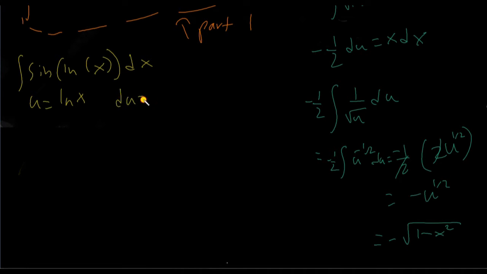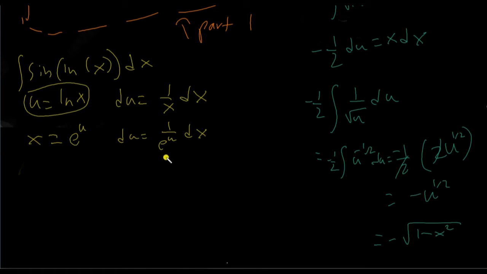Du therefore is 1 over x dx. And then here's the thing I'm gonna do. Since u is equal to the natural log of x, if I solve this for x, I'm gonna get x equals e to the u. Right? So I can take this and replace it in for x here. So du is 1 over e to the u dx, and then dx equals e to the u du. So I'll plug that into there. So this is going to be the integral of e to the u sine of u du.